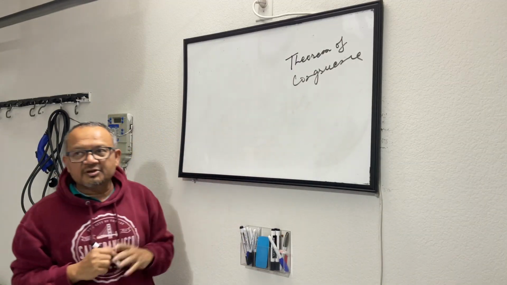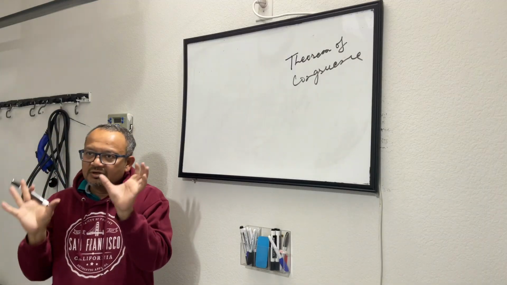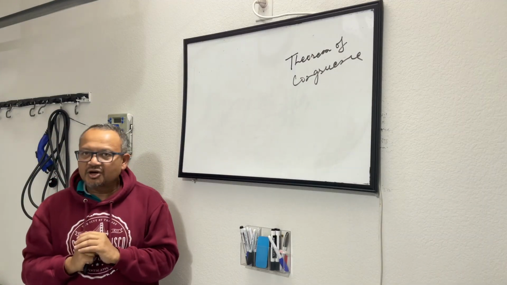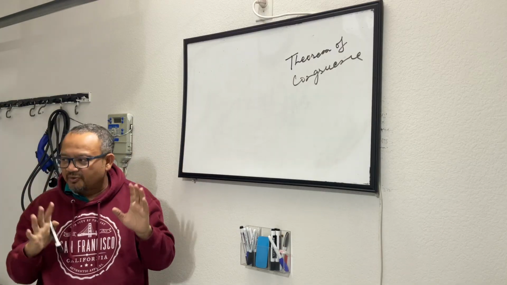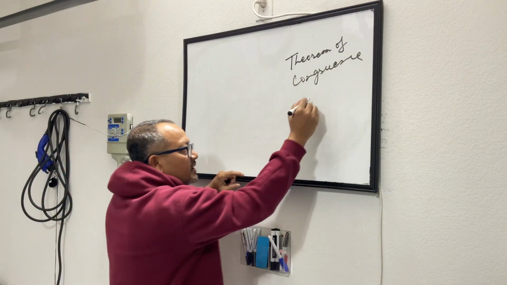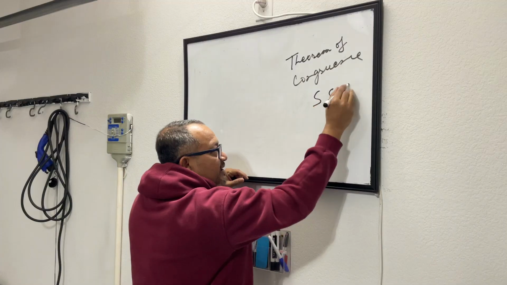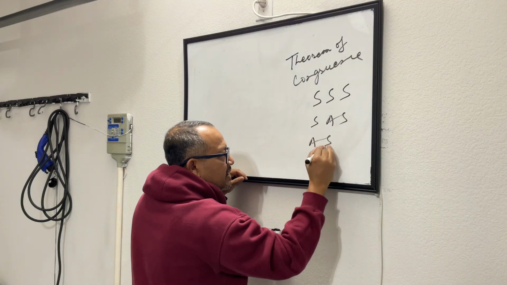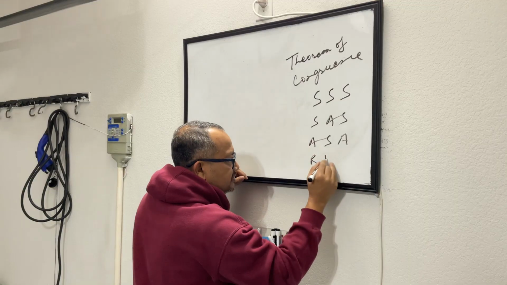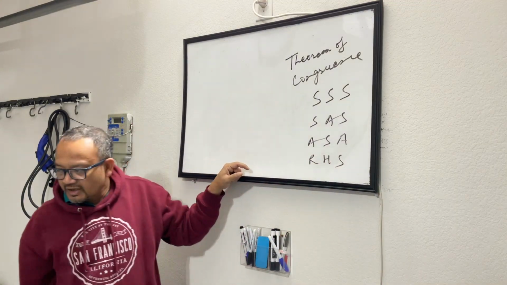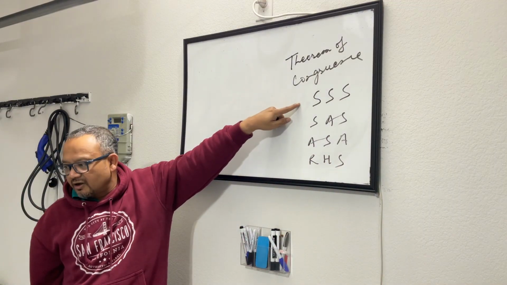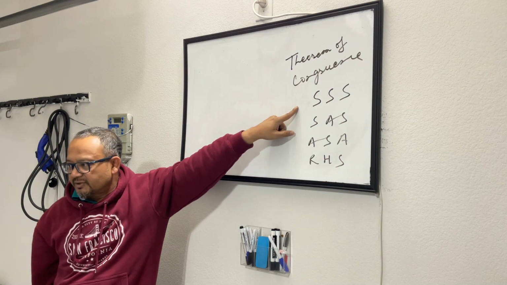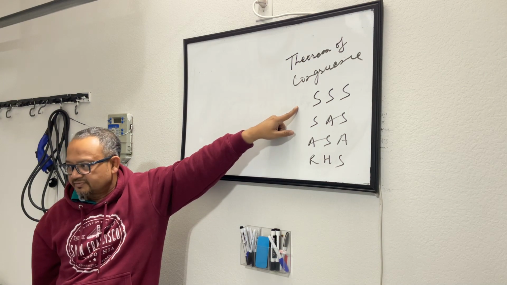So the theorem of congruence talks about the means and methods for making sure that two triangles are exact copies of each other. You have 4 theorems in total: SSS, SAS, ASA, RHS. When you have two triangles with all sides matching, they have no other choice but to be exact copies of each other.